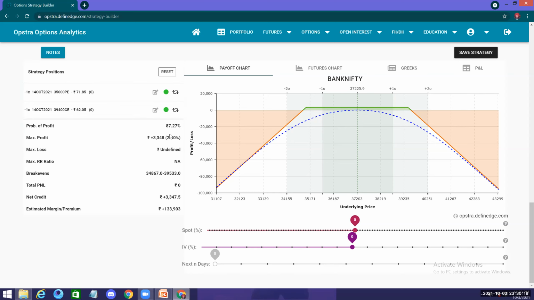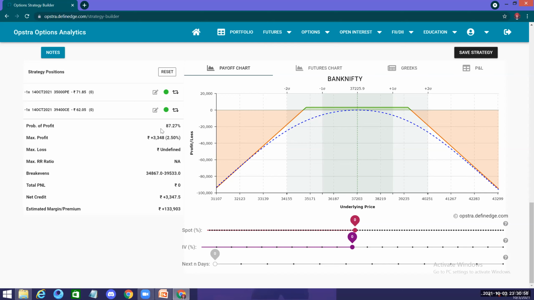Probability of profit is 87.27%, pretty high. 2.5% on my capital deployed. And the profit I'm going to make is 3,348 rupees. My break-even is 34,867 to 39,530. Even if the market expires at 39,532, we are still going to make a profit. So the chances of you breaking this range are very less, less than 13%.